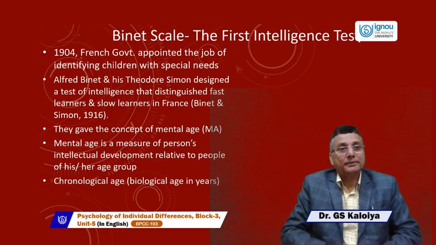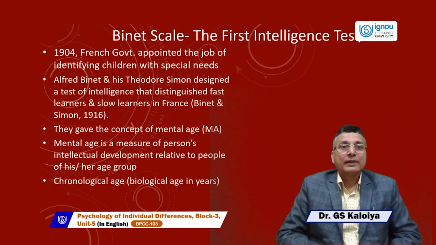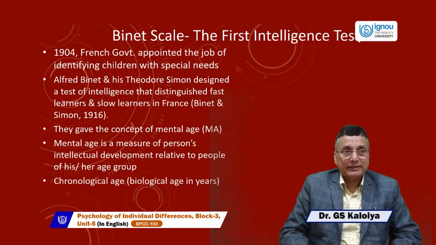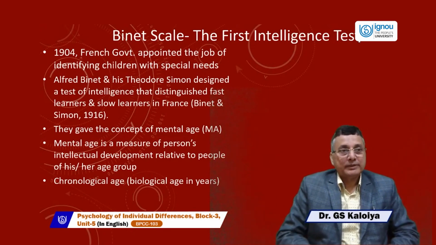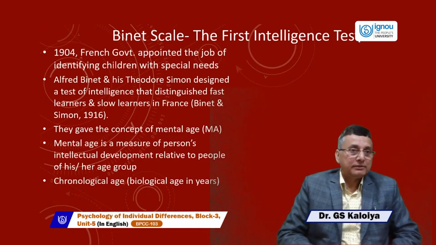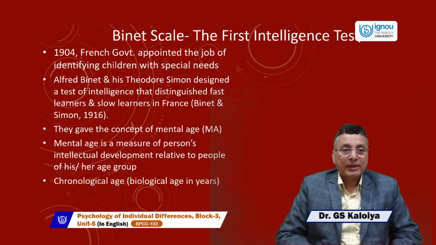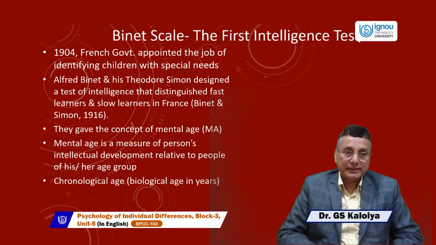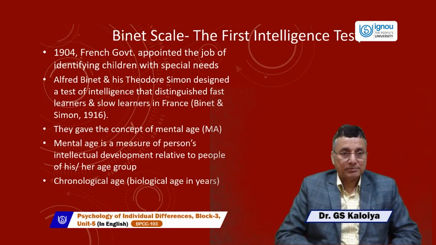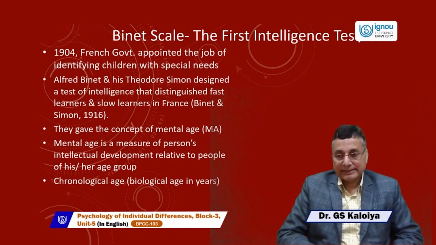In 1904, the French government appointed Alfred Binet with the job of identifying children with special needs. He and his colleague Theodore Simon designed a test of intelligence that distinguished fast learners and slow learners in France. And they gave the concept of mental age. Mental age is a measure of a person's intellectual development relative to people of his or her age group. And then chronological age, that is basically biological age.